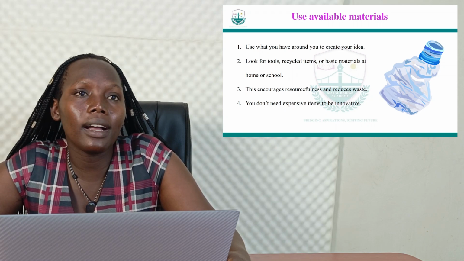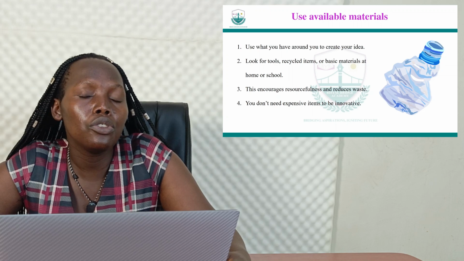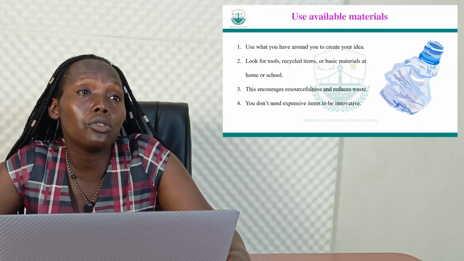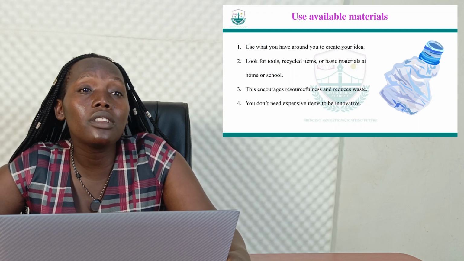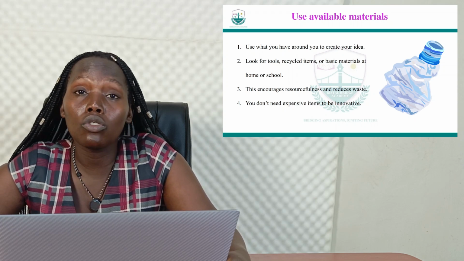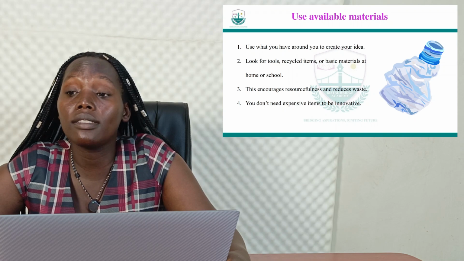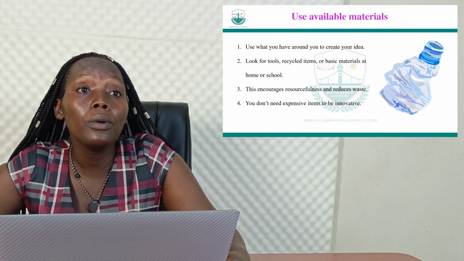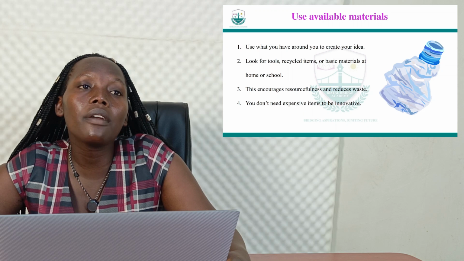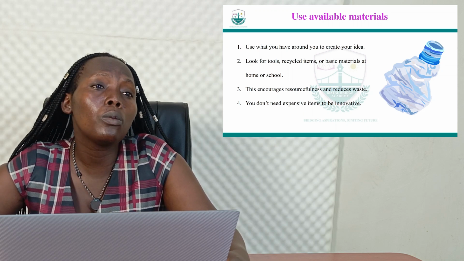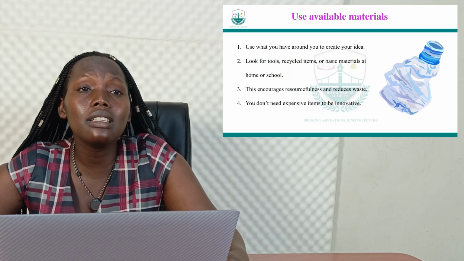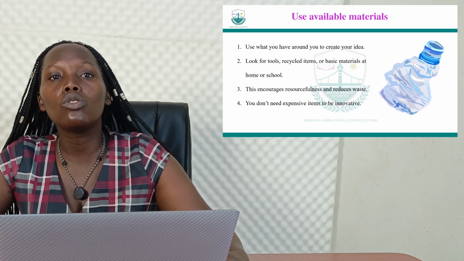And then we also see that after using the available resources, you need to create a model. So how do you create a model? You need to build a small version of your product. You first start and test a small version of your product, and then a model. This model will help you to see your idea in real life.